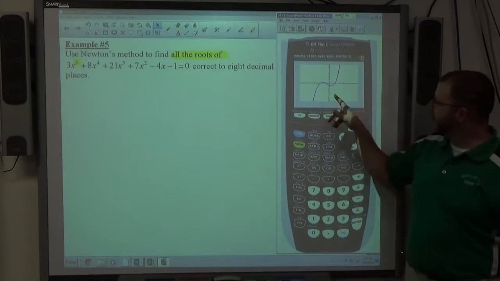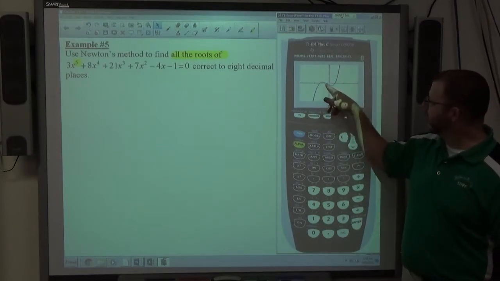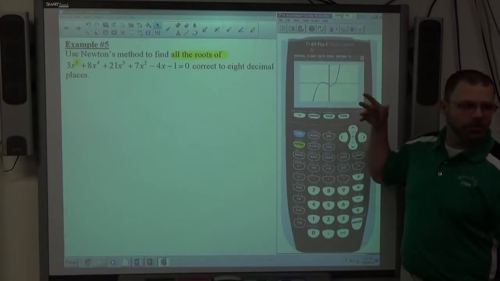So as far as the first guess is concerned, this one looks like it's maybe about negative 0.6. That one may be negative 0.3. This one may be 0.4.